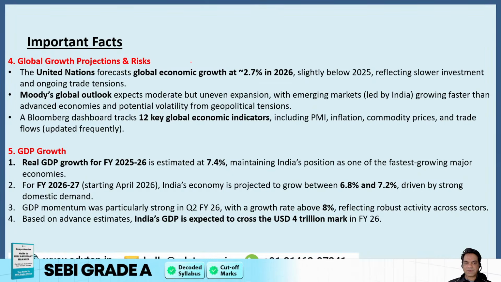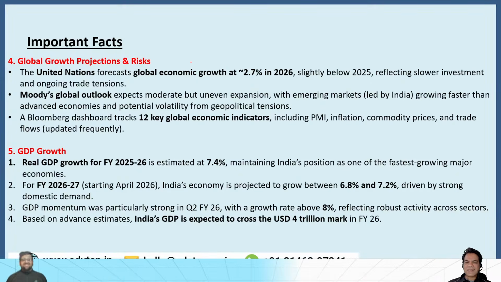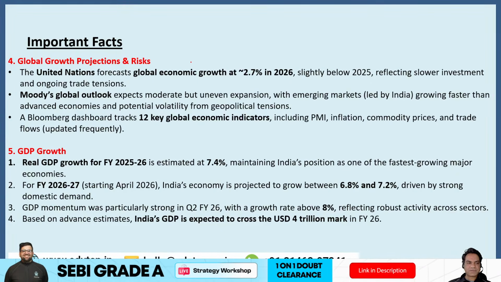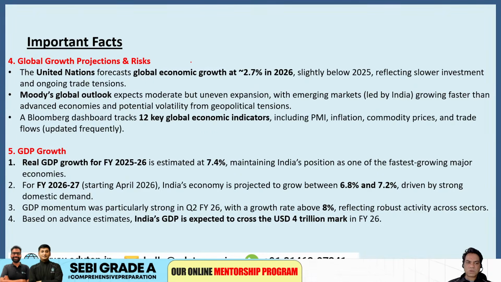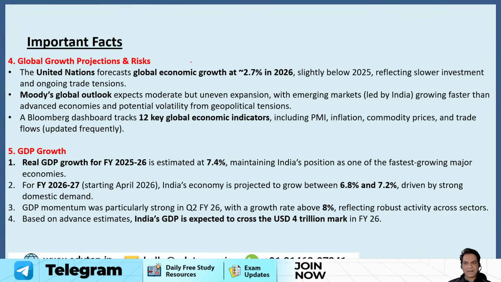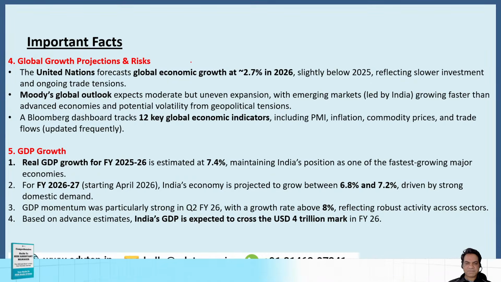Now, let's talk about global growth projections and risks. The United Nations forecasts global economic growth at approximately 2.7% in 2026, slightly below 2025, reflecting slower investment and ongoing trade tensions. Guys, why am I providing you these facts? You can use them in your essays. Moody's global outlook expects moderate but uneven expansion, with emerging markets led by India growing faster than advanced economies, and potential volatility from geopolitical tensions. A Bloomberg dashboard tracks 12 key global economic indicators, including PMI, inflation, commodity prices, and trade flows, which are updated frequently.